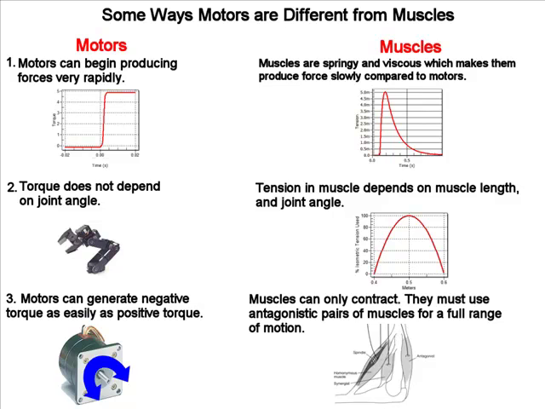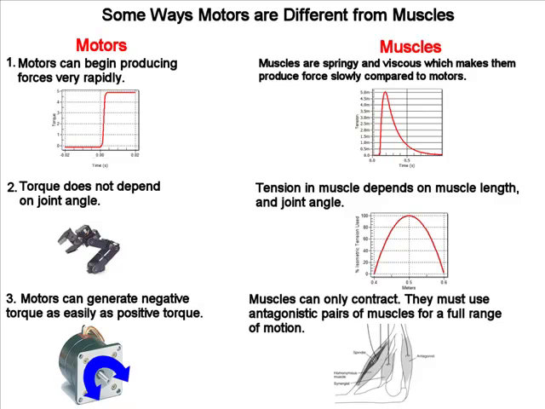Muscles are quite different. They have springs and dampers, which mean that they can only generate forces slowly compared to motors. The amount of force they can generate also depends on the current length of the muscle. A muscle that's stretched will generate less force for the same stimulus than one that's at its resting length. This means that the amount of force the muscle generates will change depending on the angle of the joint.